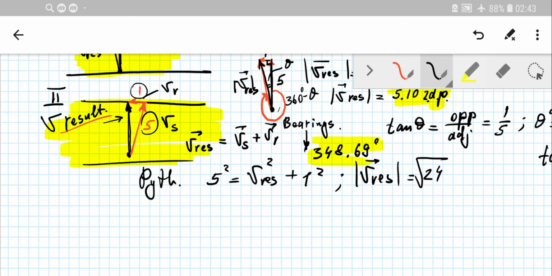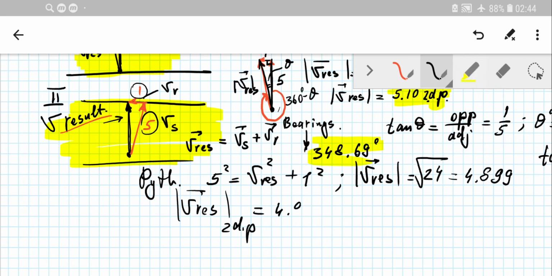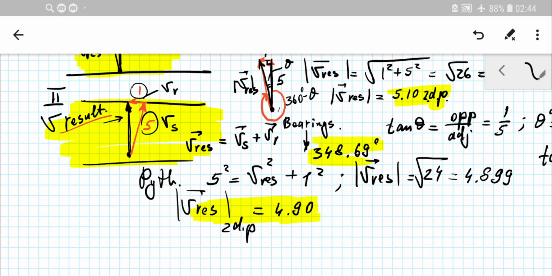Okay, that's the value. If you calculate, you'll see that the value is obviously less than 5, because the hypotenuse is the longest side, and it's 5. So let's take the square root of 24. And it's going to be 4.899, or simply, to 2 decimal places, we've got 4.90. Okay, it's a little bit less than the speed in calm water, so due to the effect of the drift.